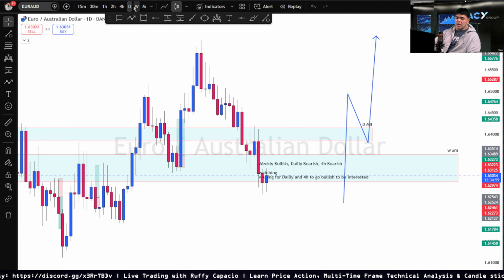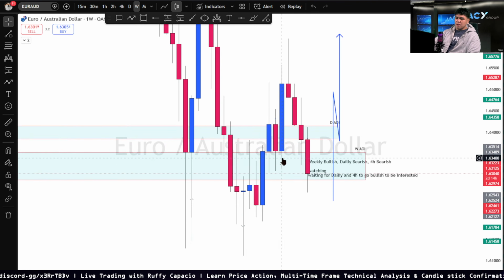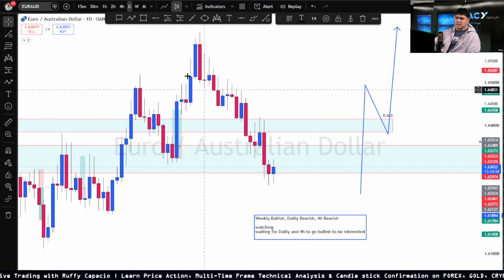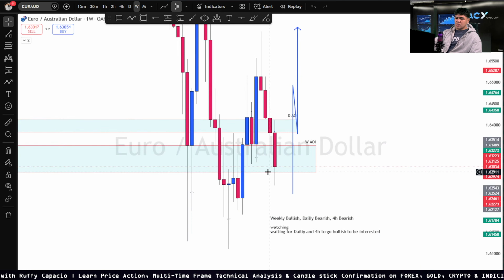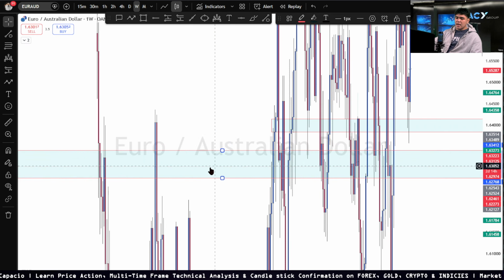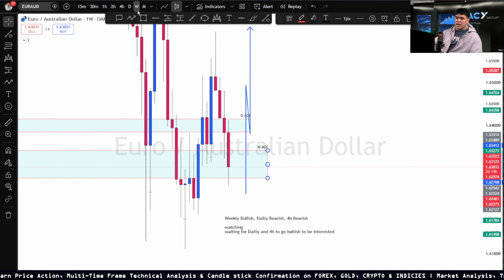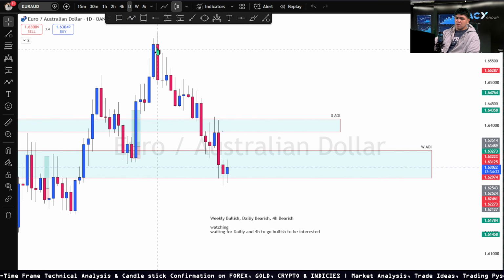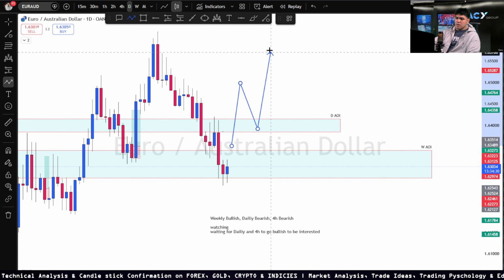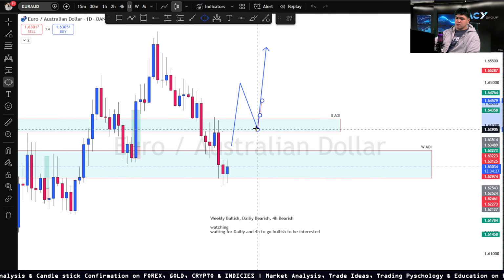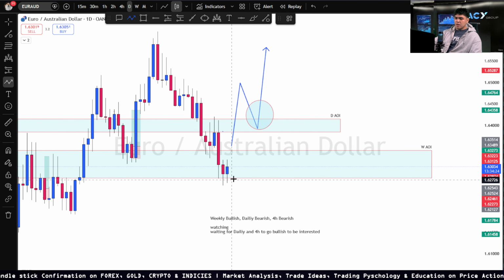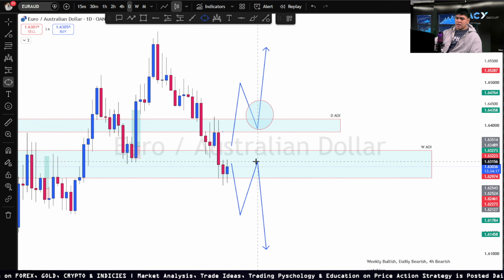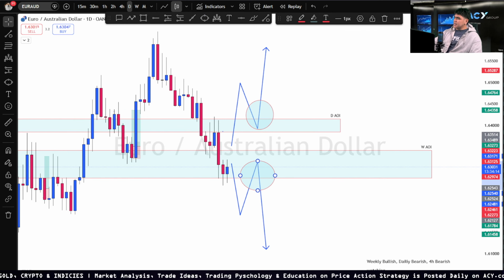Now Euro AUD. On Euro AUD, price is at a potential higher low and still inside the consolidation zone. There's a weekly support below and a daily resistance above. The best thing that we could do once price is inside this consolidation zone, wait for the price to break and retest above, then wait for the retracement. Right after the retracement, look for buys, or wait for the break and retest of this weekly support, wait for the retracement, then after, look for sells. That's it on Euro AUD.